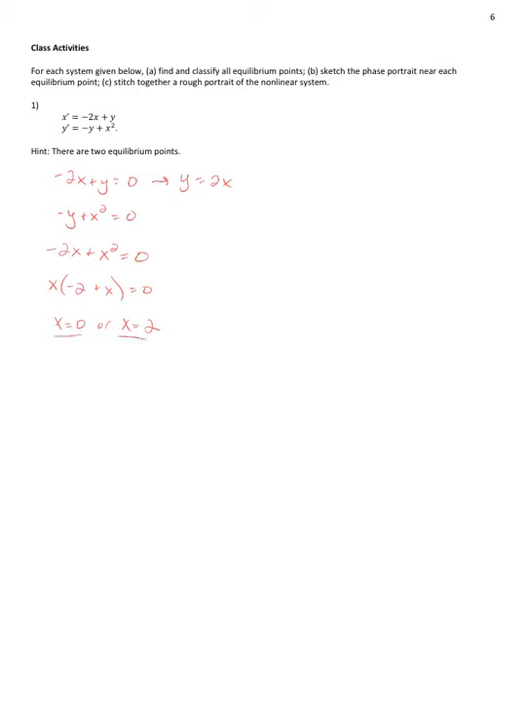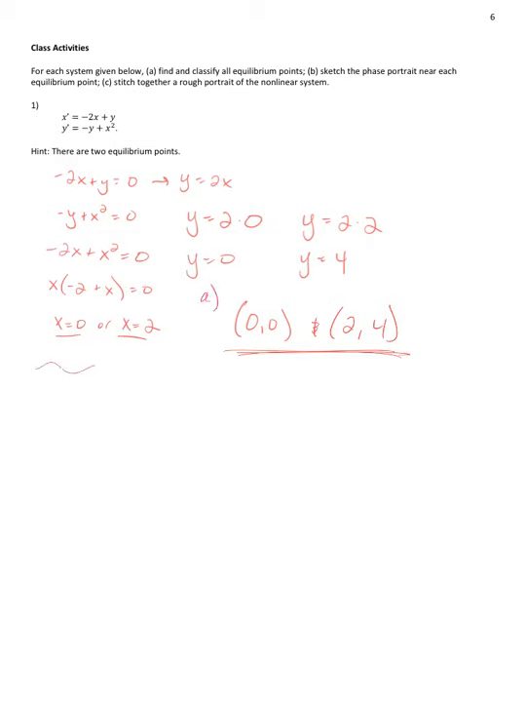So I have 2 x values, and I need to get y values that go with each one. So y is 2 times x, so 2 times 0 is 0. And y equals 2 times the other x, 2 times 2, y equals 4. So my equilibrium points are (0, 0) and (2, 4). So that's my part A. Part B is to sketch a phase portrait near each equilibrium point.